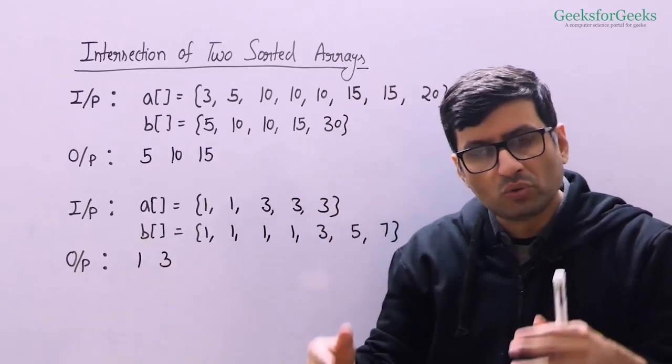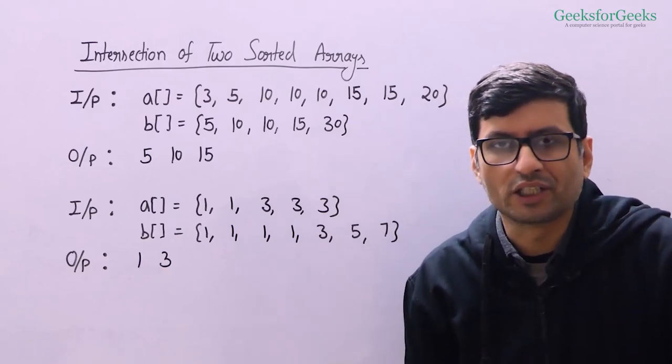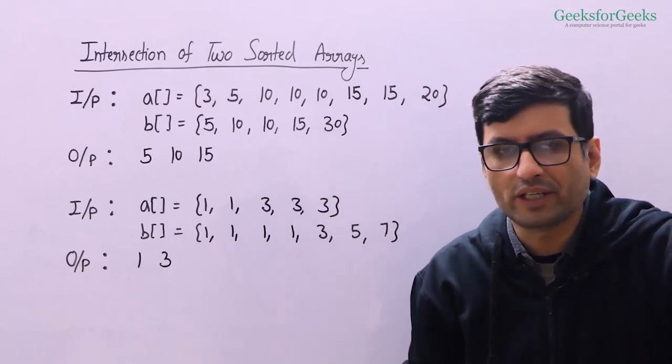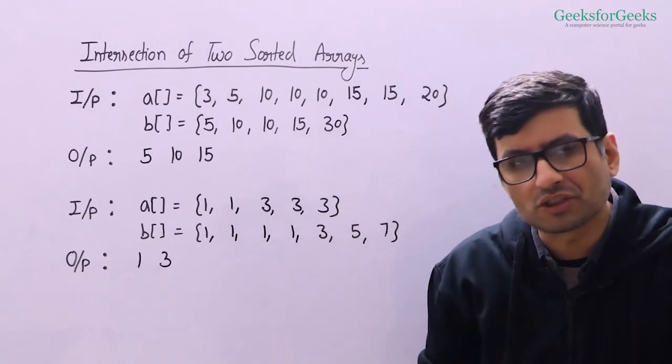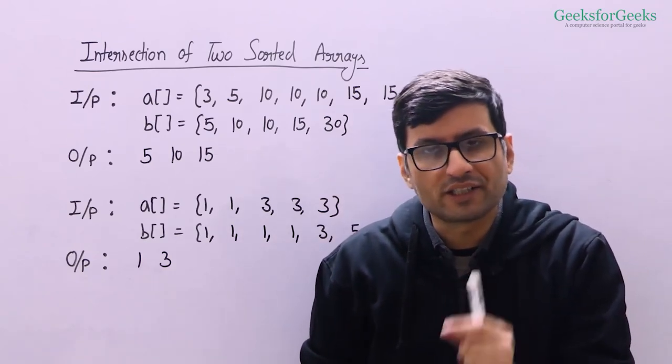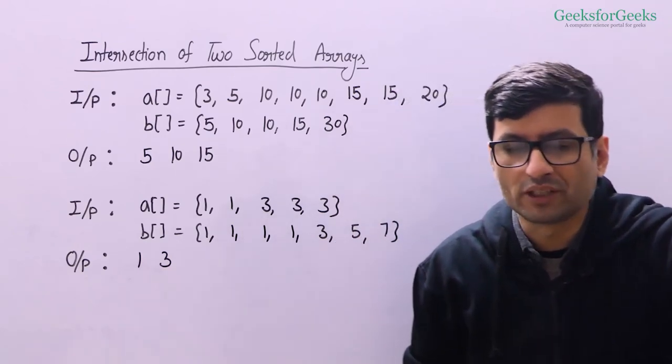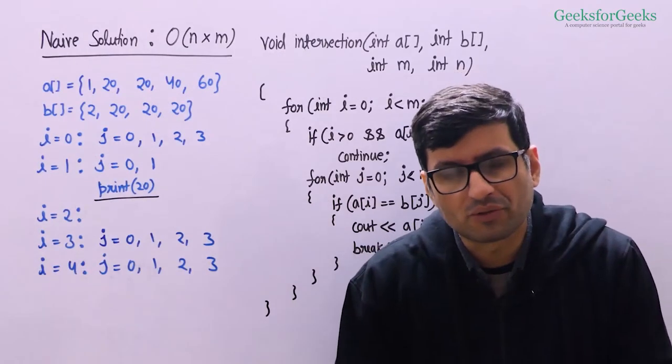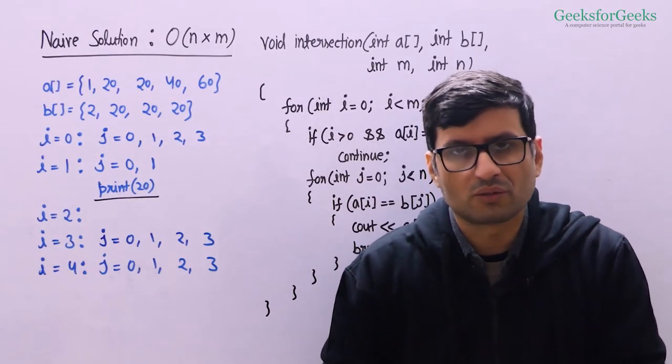And if you are given two arrays which do not have any common elements, then your output is going to be empty. Now please pause this video and try to think of a solution that takes two arrays as input and prints common elements. Let us first talk about a naive solution to solve the problem.